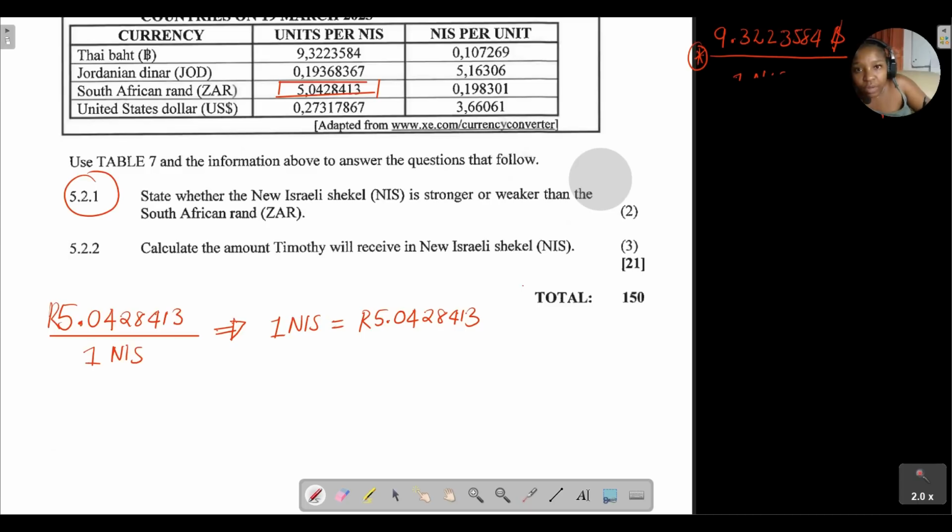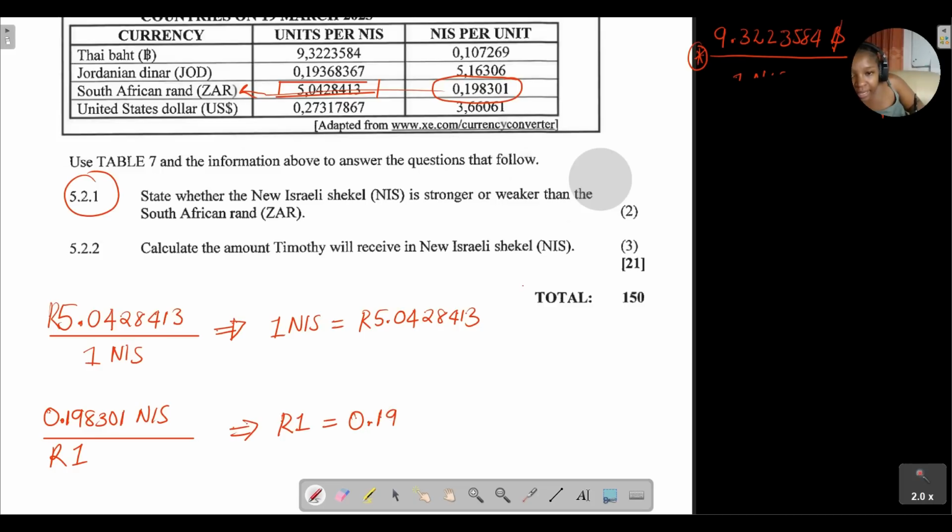Good. Now all that we want to determine is, if now I've got 1 rand, how many NIS will I get? So now I'm going to look at this one, NIS per unit. What does this mean? I've got 0.198301 NIS per 1 rand, meaning that if I've got 1 rand, I've got 0.198301 NIS.